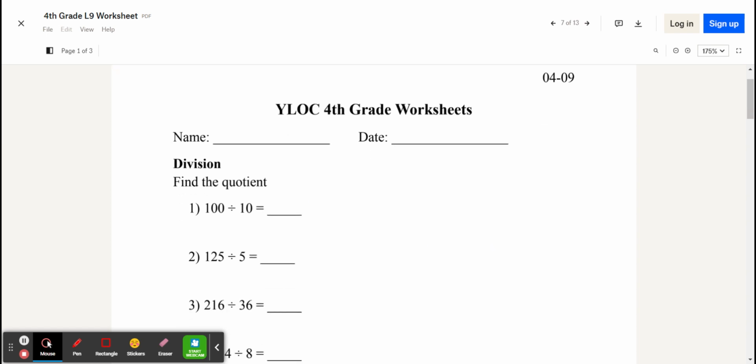For our first section, we have division, where we're going to be finding the quotient. In division, the quotient will be what we get after we complete the division. So 100 divided by 10, the quotient would be 10. And the second one, 125 divided by 5, would be 25. And you can check your answers by multiplying. So 5 times 25 is 125, and 10 times 10 is 100.